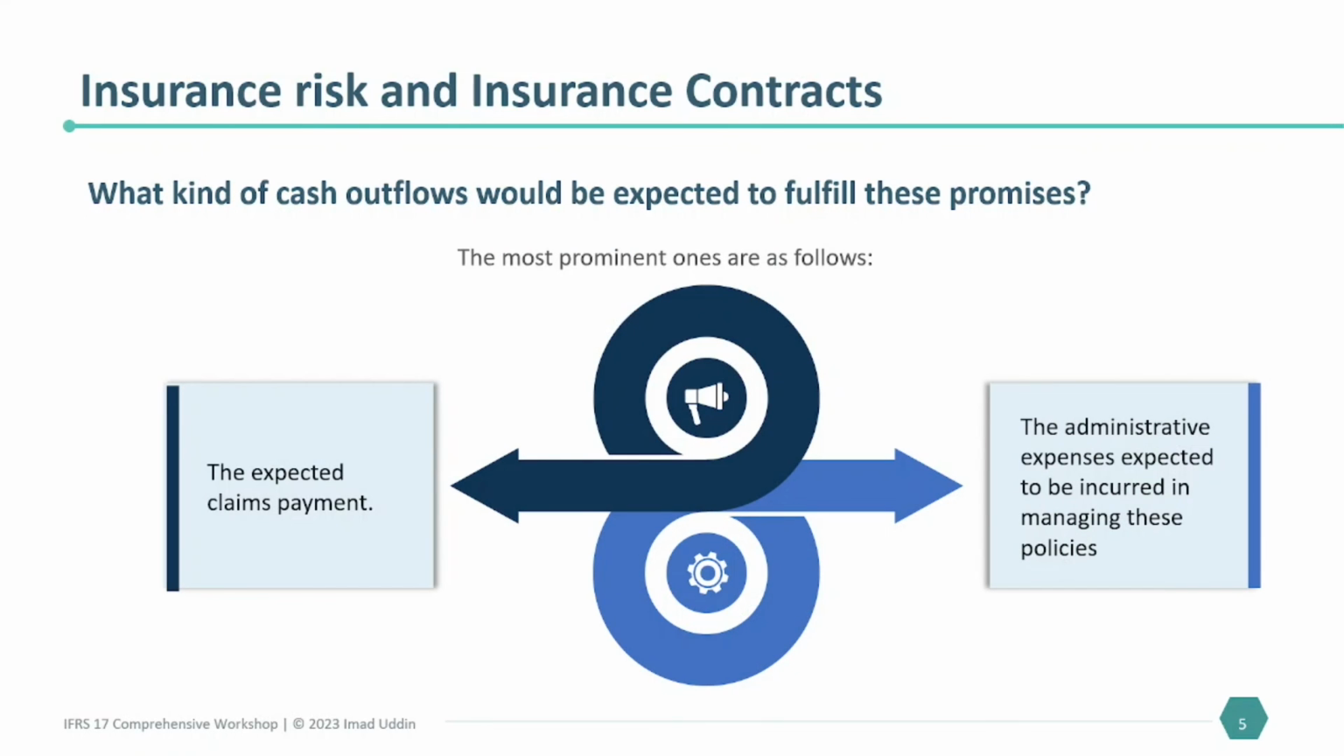Now when we talk about the expected cash outflows, first of all, what are we expecting? We are expecting, first of all, to pay some claims from these insurance policies. And we are also expecting to incur administrative expenses on managing those policies. So when actuaries are expecting these cash flows, they are not just expecting the claims payment, they are also expecting administrative expenses. They are also expecting the cash inflow that we just discussed from the premiums that would be received.